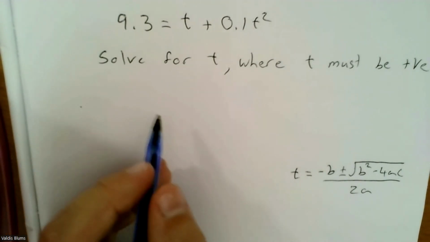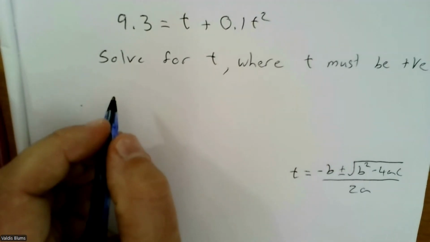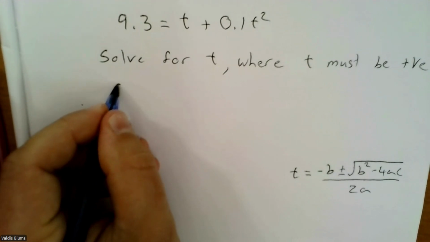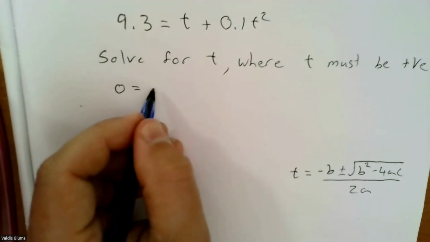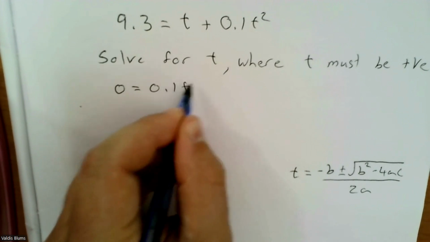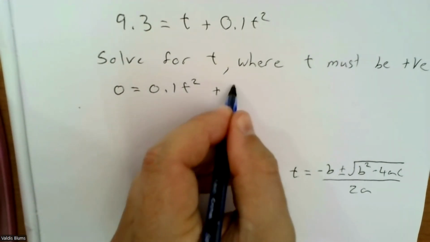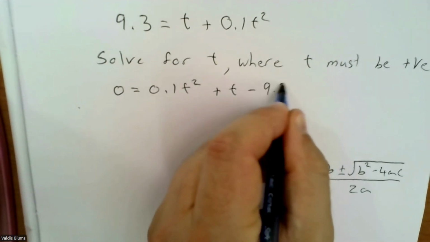So the first thing we want to do for this question is to rearrange it into the form ax squared plus bx plus c. So we have 0 is equal to 0.1t squared plus t minus 9.3.